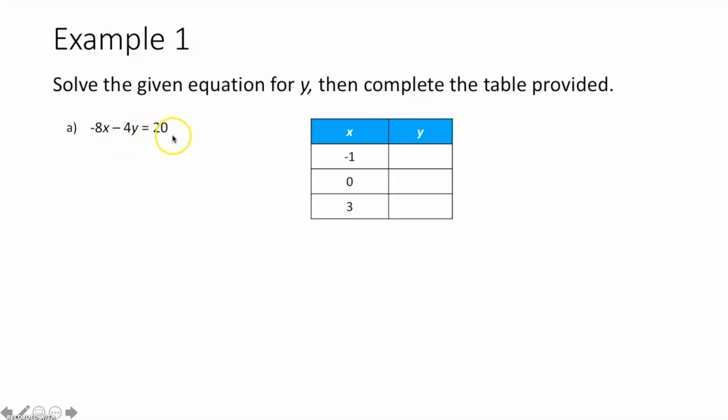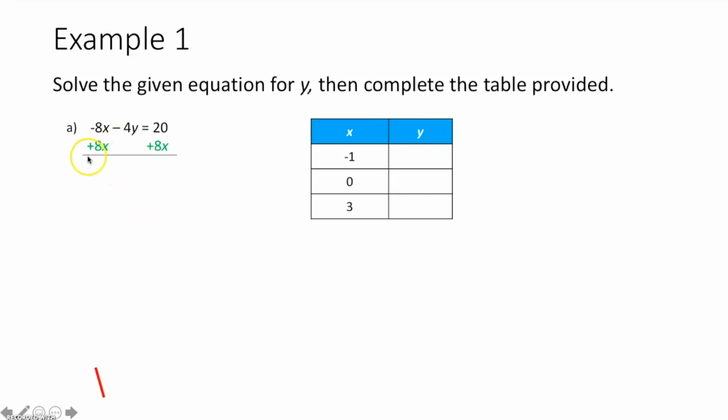Cool. Step 2, move the variable you want to the left. So we are solving for y, so y is already on the left side of the equation. Sweet. Step 3, move the constants and all other variables to the right. So this negative 8x has to go over here. How do I do that? Well, I need to do the opposite. Since it's negative 8x, I'm going to add 8x to both sides of the equation.